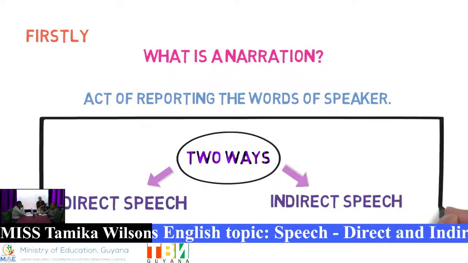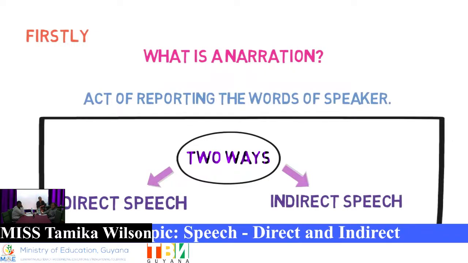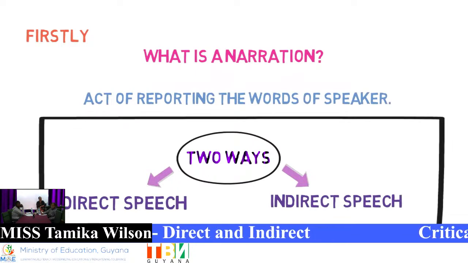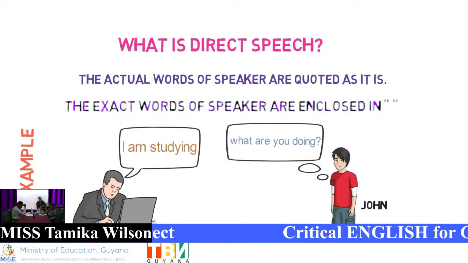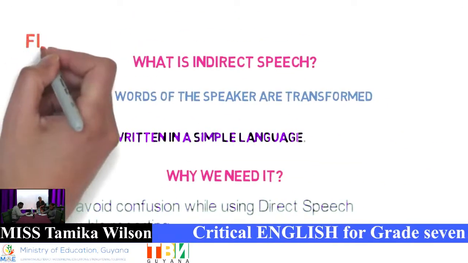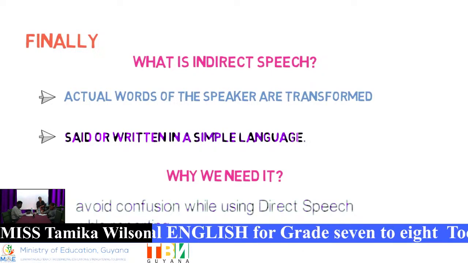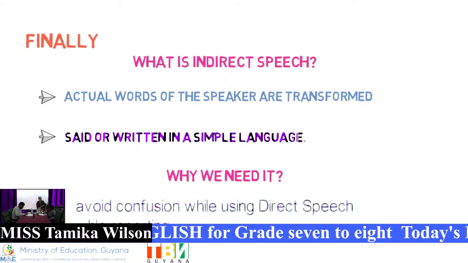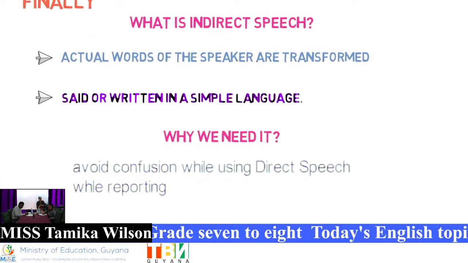Then we discussed that there are two ways of achieving it. First is direct speech and second is indirect speech. In direct speech, the actual words of the speaker are quoted as it is without any change. The exact words of the speaker are enclosed in inverted commas. Finally, in indirect speech, the actual words of the speaker are transformed and are said or written in a simple language. That's all about direct and indirect speech in this video.